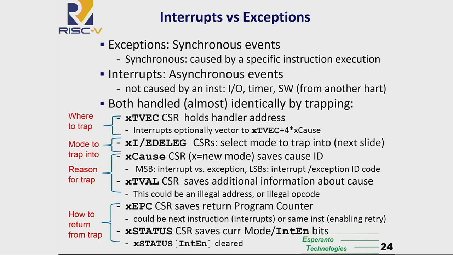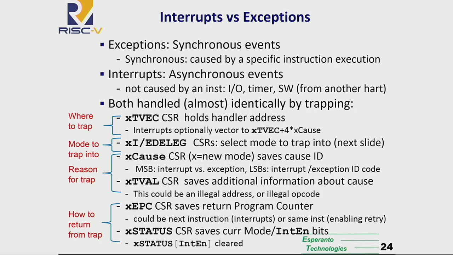The mode to trap into uses the delegation CSRs. So you always trap to M mode. The delegation CSR in M mode will say, well, actually, I don't need to handle this. Give it to the supervisor or to the user. And if you give it to the supervisor, and the N extension is enabled, the supervisor might say, you know, the user can handle this, and delegate the trap to user mode.